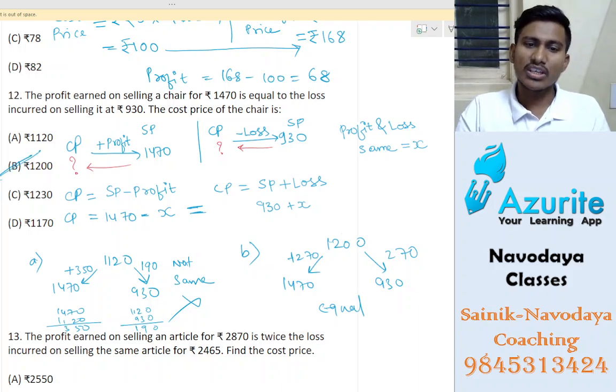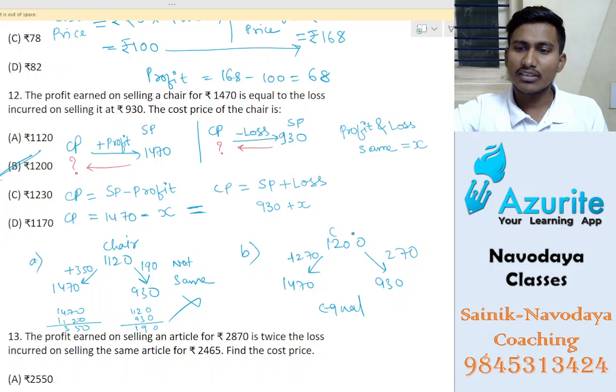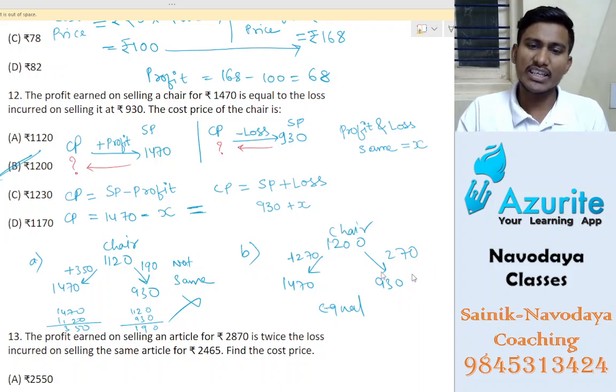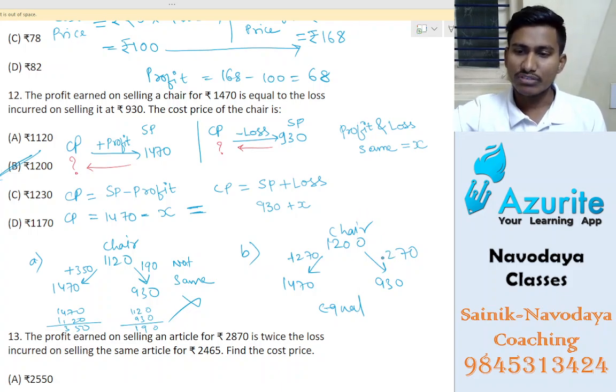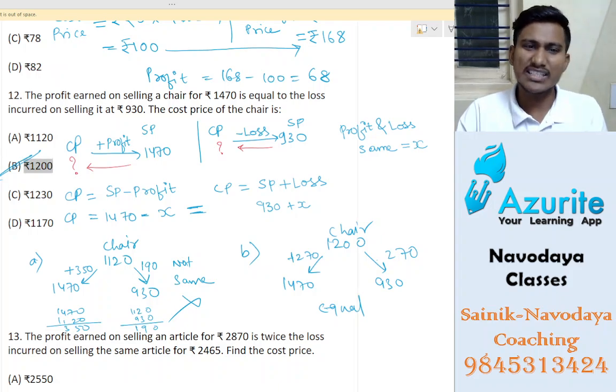Right? If he sells for 1470 with option A, he will get a profit of 350. This is the cost price of the chair. So that is why A is not the answer. With B, if he sells for 1470, you will get a profit of 270. If he sells for less, 930, you will get a loss of 270. So the price of the chair is how much? 1200. You should go with options. Now that will be easy.